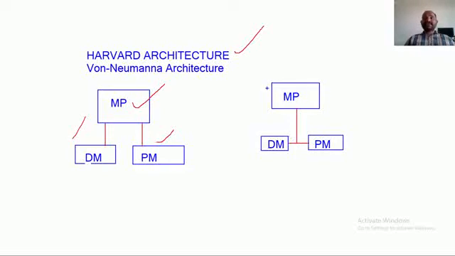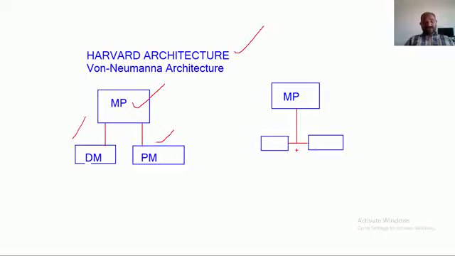If a microprocessor architecture design provides a common bus for the data memory as well as the program memory, then that architecture is called a Von Neumann architecture. One is the Harvard architecture, another is the Von Neumann architecture. Harvard architecture has separate buses for the data memory as well as the program memory, but in the Von Neumann architecture we have a common bus for both the program memory and the data memory.